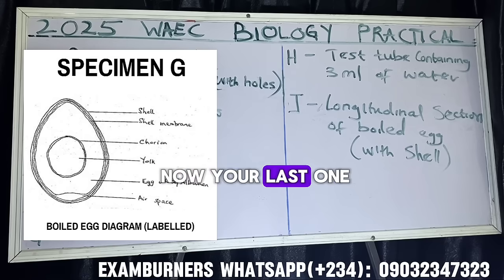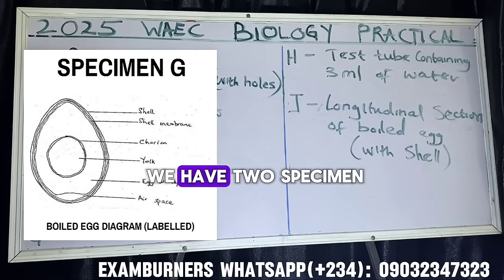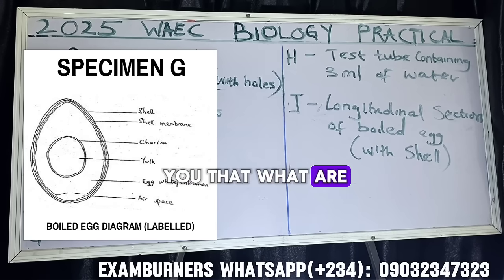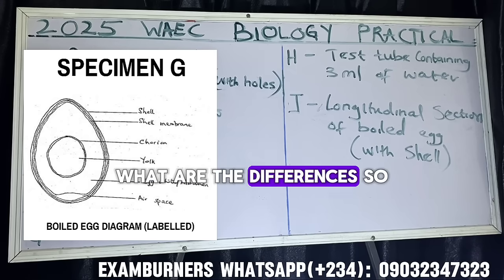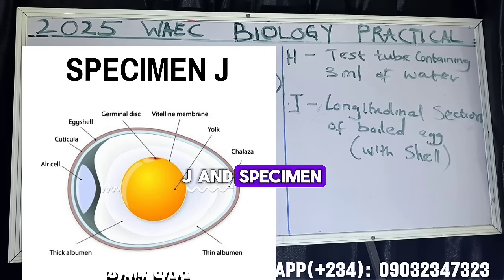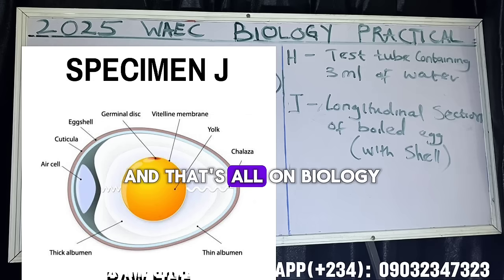So now your last one, specimen J, which is your boiled egg. In this exam we have two specimens that look alike, raw egg and boiled egg. So they can ask you what are the similarities, what are the differences. So you should know the differences between specimen G and specimen J. So those are all the questions you should know, and that's all on biology.